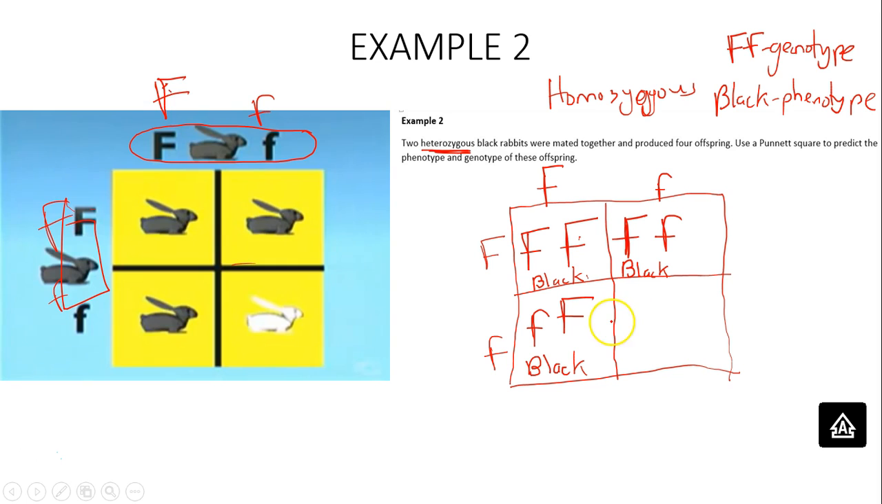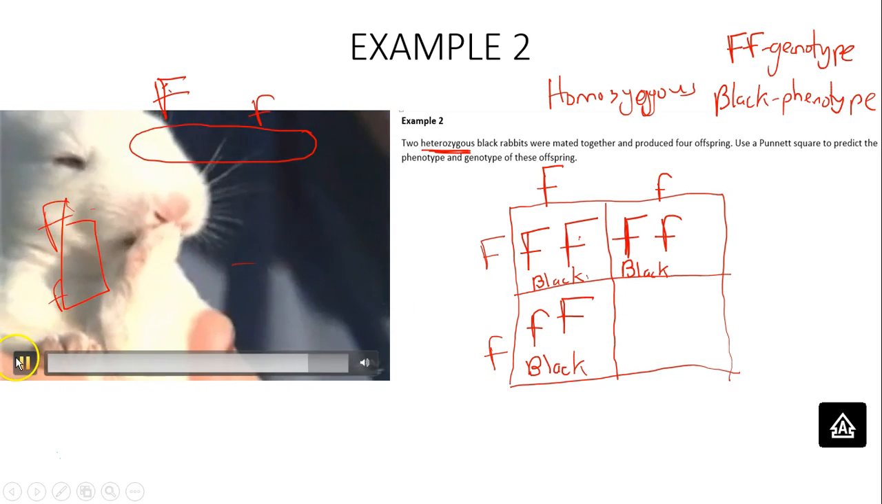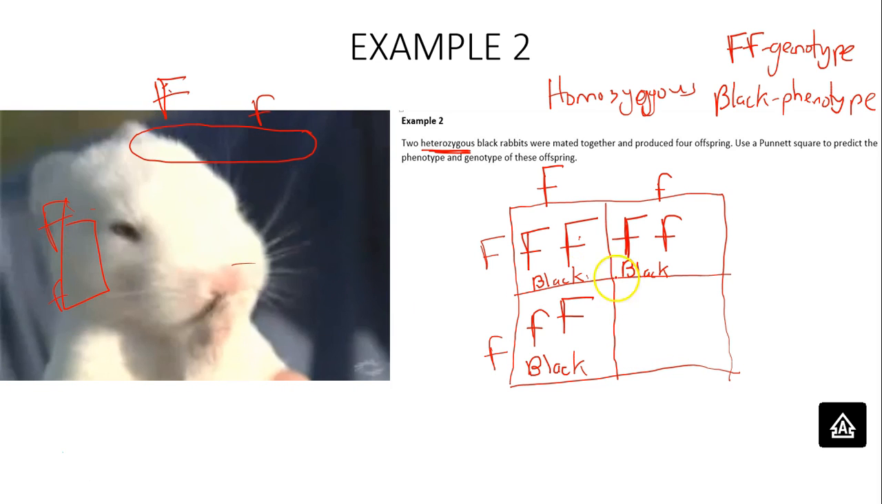Good. Okay, so let's finish that last one. That's the most important one, right? So we have a small f, and now we finally have a white rabbit. Okay, so the phenotype of this rabbit is white.